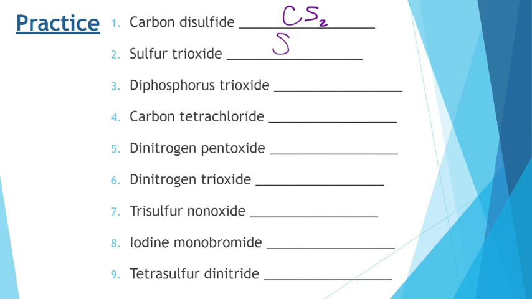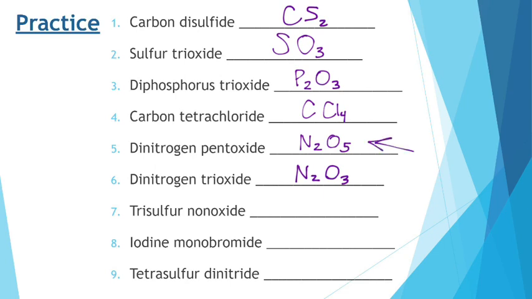Sulfur trioxide, well, sulfur is S. Trioxide sounds like I have 3 oxygens, so we're going to make that O3. Diphosphorus, P2. Trioxide again, O3. Carbon, just C. Tetrachloride, got 4 chlorines there, so CCl4. Dinitrogen, N2. Pentoxide, O5. Dinitrogen, again, N2. Trioxide, O3.